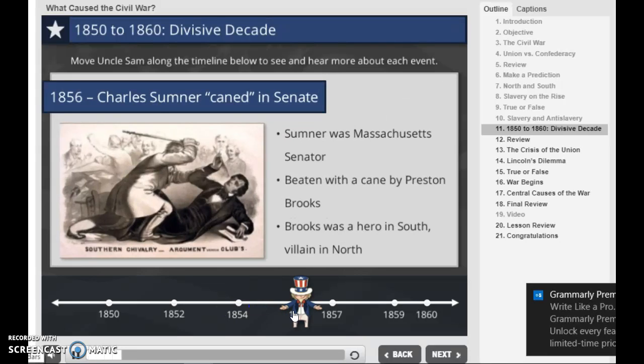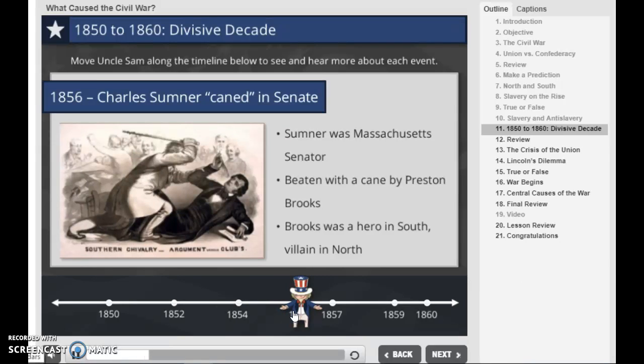1856. Charles Sumner was an outspoken anti-slavery senator from Massachusetts. On the floor of the U.S. Senate, Sumner was savagely beaten with a cane by Preston Brooks, a Southern congressman who felt Sumner had insulted him and his family. In the South, Brooks was hailed by many as a hero, but in the North he was perceived as a villain.